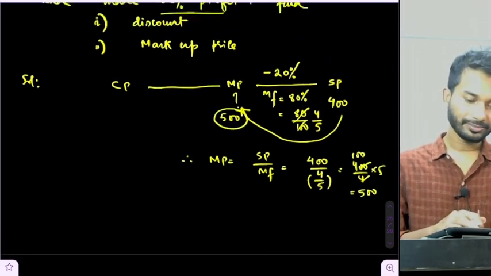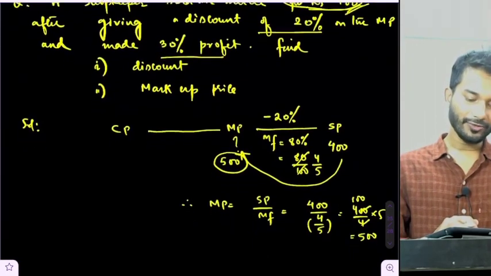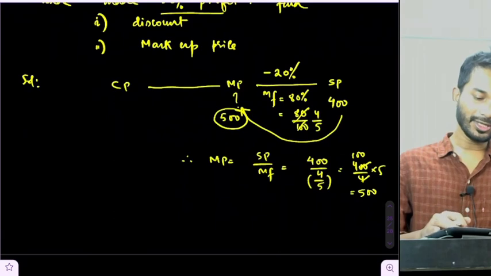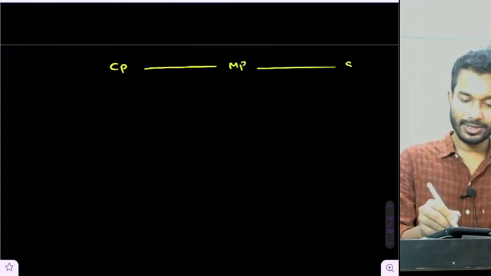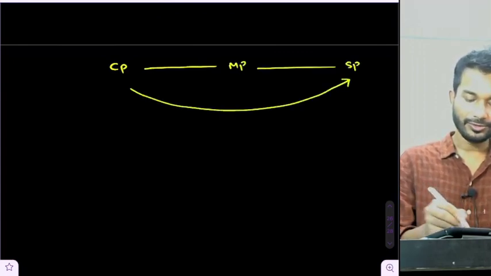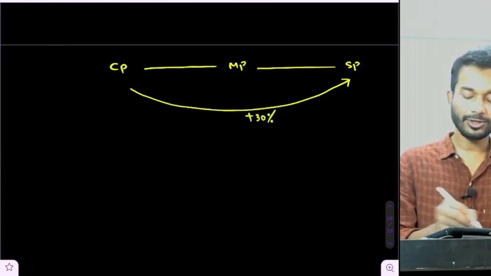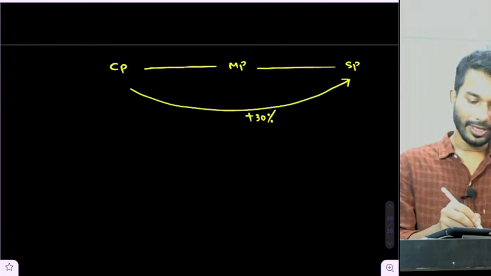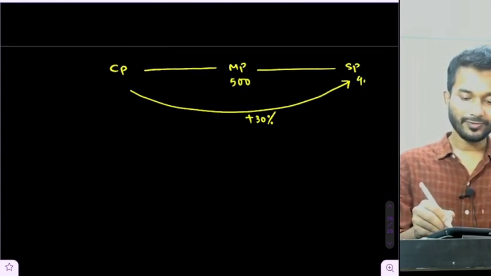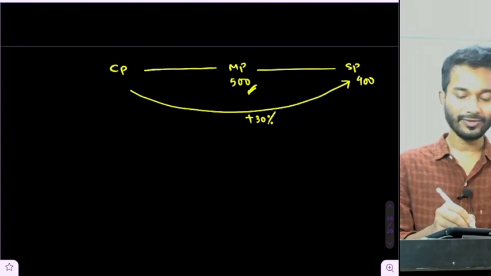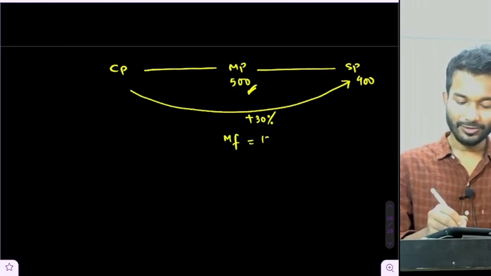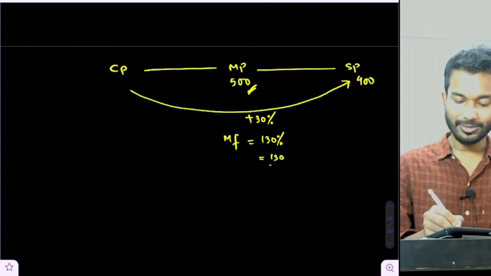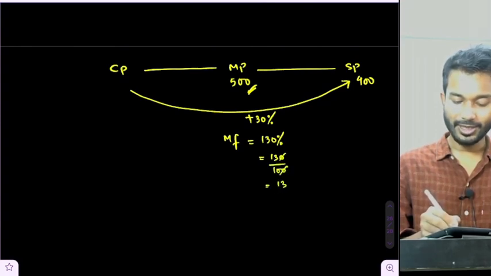Okay. Now what is said? And made 30% profit. He made 30% profit also. I am making the diagram once again: cost price, mark price, selling price. Profit is from where to where? Profit and loss is from cost price to selling price. Mark price we already got, 500 rupees. Selling price is 400 rupees. Now from here I can easily find the multiplication factor. Multiplication factor will be 130%, which is 130 by 100, which is 13 by 10.